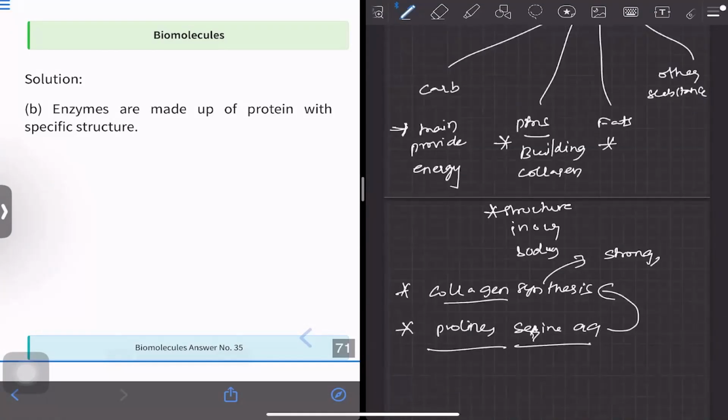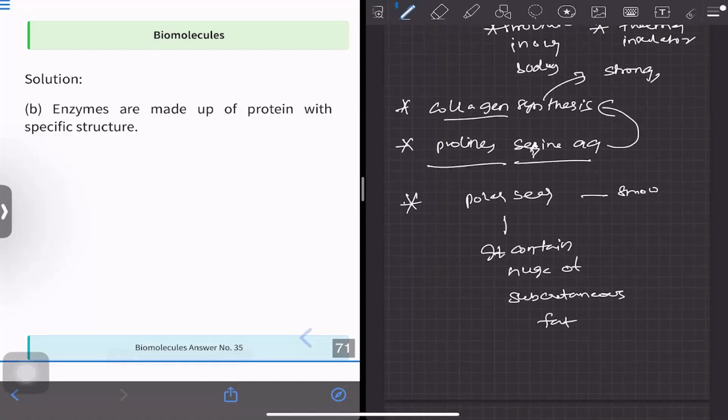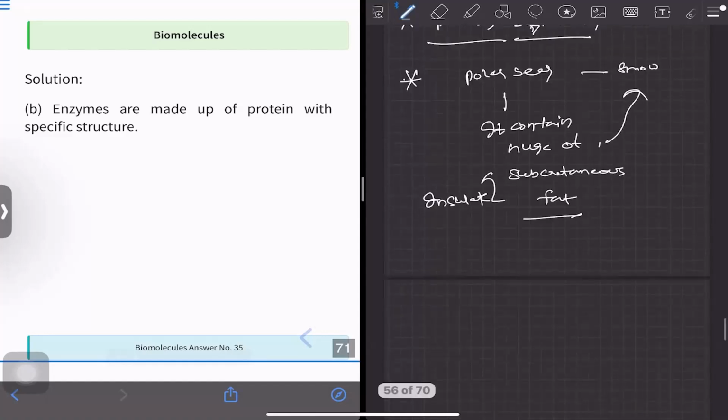Fat. Fat is an adipose tissue. Fat acts as a thermal insulator. See, have you ever wondered how a polar bear lives in snow? Because it contains a huge amount of subcutaneous fat. So fat can insulate our body.